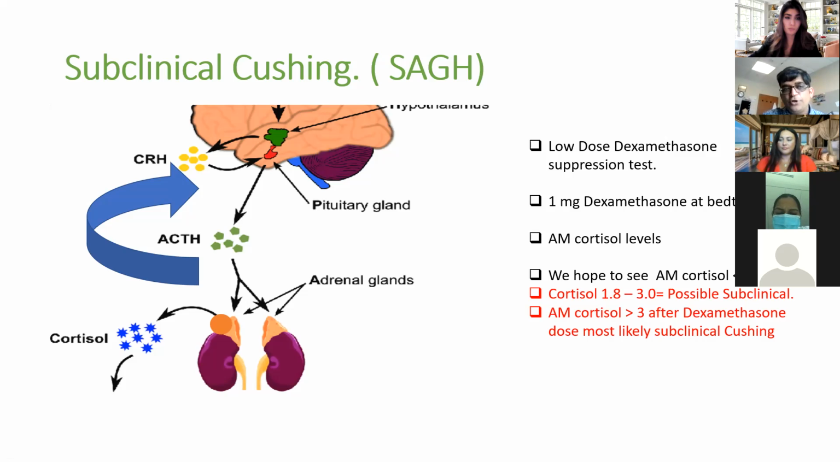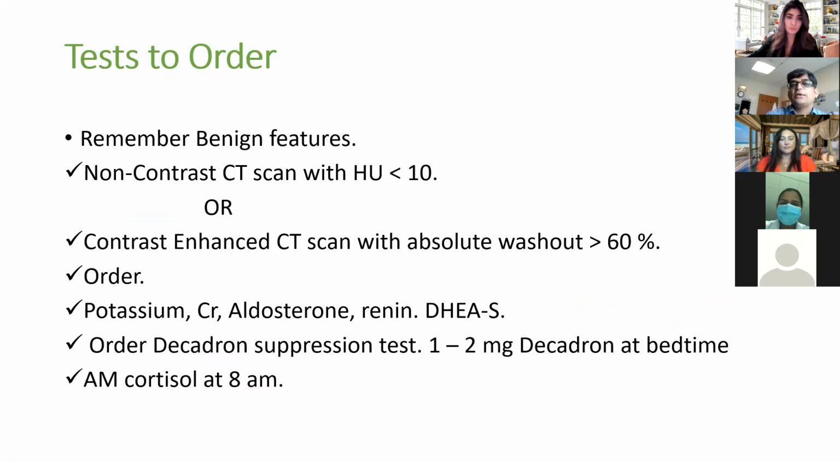So if we have a benign mass, if we have ordered an aldosterone and a renin level, and the day after the blood work, we do a dexamethasone pill at night and check a cortisol level, then we can answer this question of whether this benign mass is making any hormones.